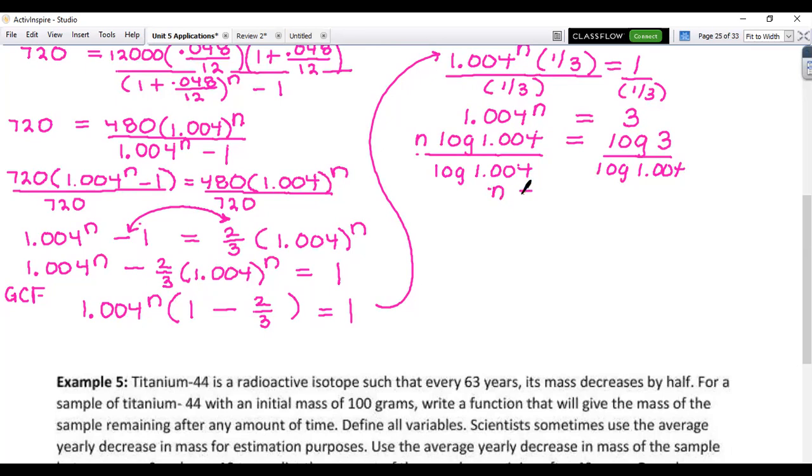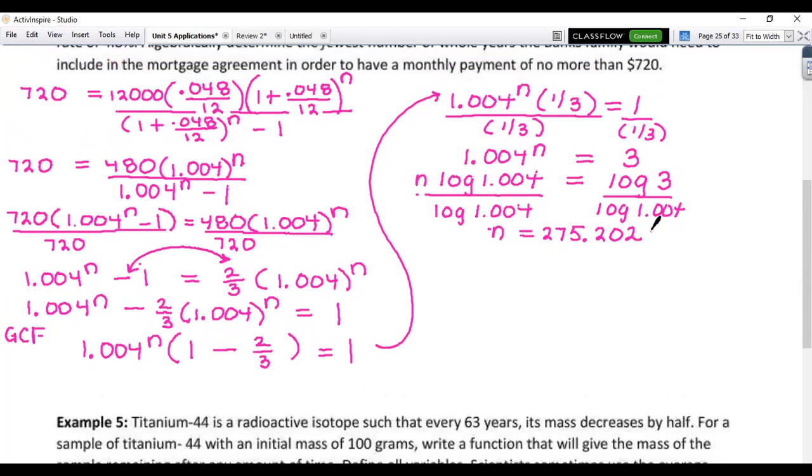And then I got to go back and read the question and see if we're done. 275. Yep, go ahead, guys. 0.202. Okay. Now, what does n mean in the context of the question? Months. Now, when you go to the bank and you tell them that you would like to take out a mortgage, they are not going to write it for a number of months. They're going to write it for a number of years. And you pay it every month. So I need to divide this now by, yep.